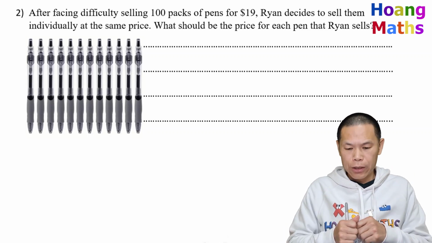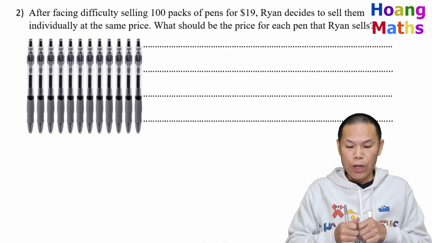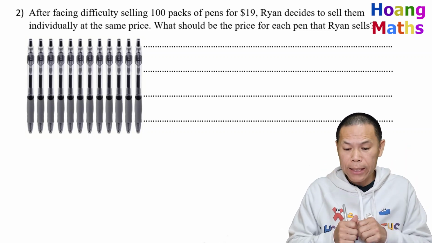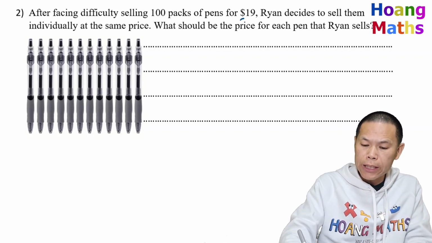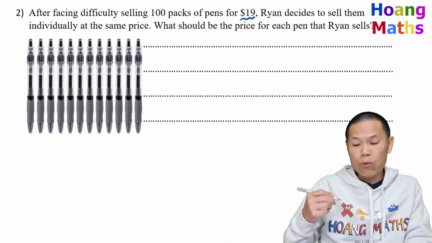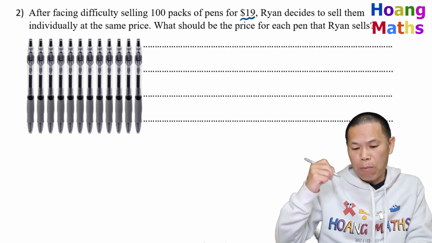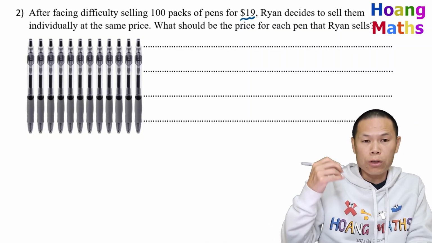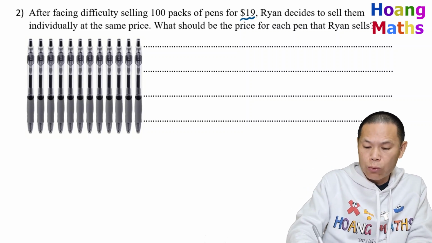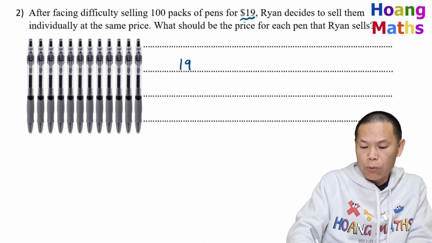Hi, I'm back. So let me just go through it with you. So we know that 100 pens cost $19. So Ryan wants to sell individually. So we need to work out how much each pen costs, or the price of each pen. So we just go 19 divided by 100.